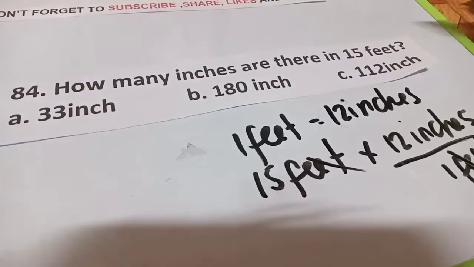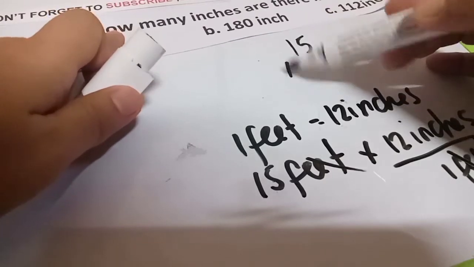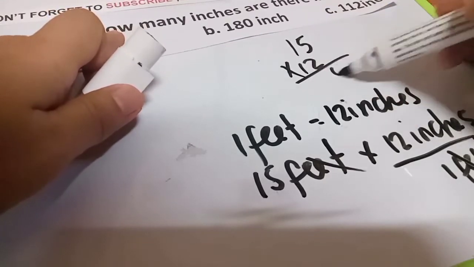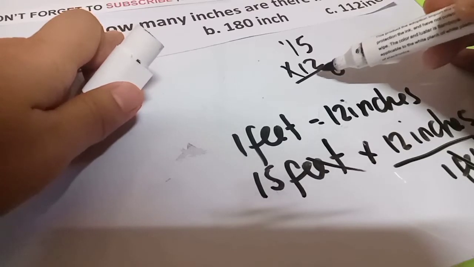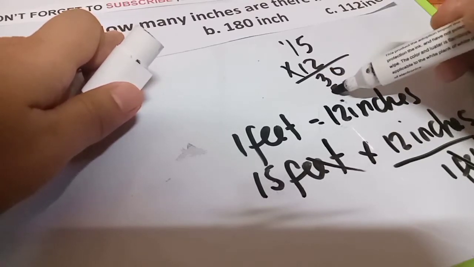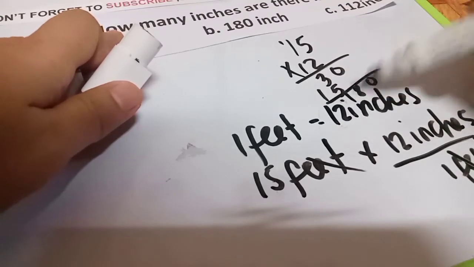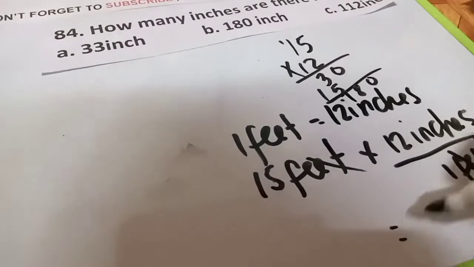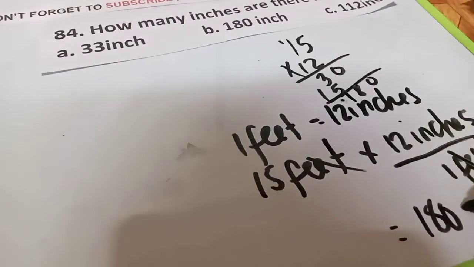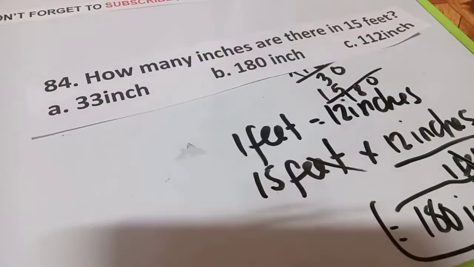So again, you know how to multiply. Times 12. This is 10, carry 1. This is 3. This is 5 and 1. And the answer is 180. So the answer is 180 inches. So the answer is letter B.